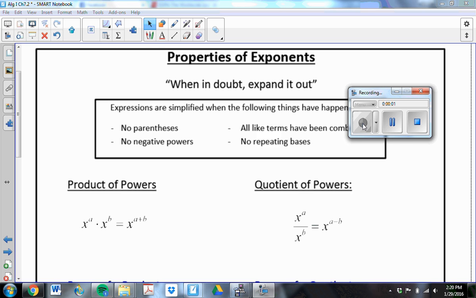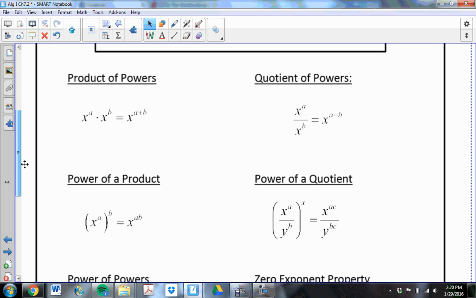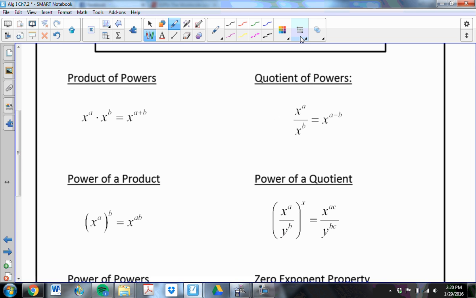We're going to briefly review the properties of exponents today. Basic things about how to combine powers when they're being multiplied or added or subtracted. If you're multiplying two of the same base, so if I have like x to the third times x to the fifth, I add those powers up and I get x to the eighth.